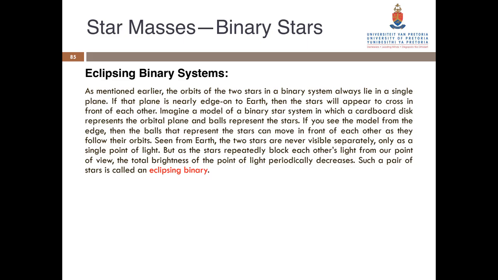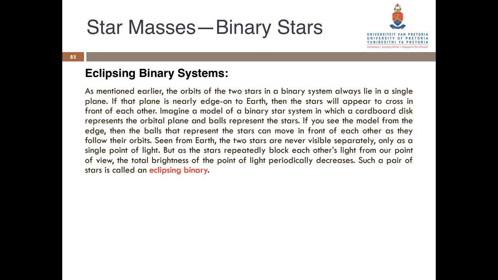So the last set is the eclipsing binary systems. As mentioned earlier, the orbits of two stars in a binary system always lie in a single plane. If that plane is nearly edge-on to Earth, then the stars will appear to cross in front of each other. Imagine a model of a binary star system in which a cardboard disk represents the orbital plane and balls represent the stars. If you see the model from the edge, then the balls that represent the stars can move in front of each other as they follow their orbits.